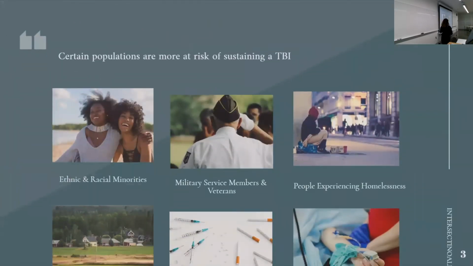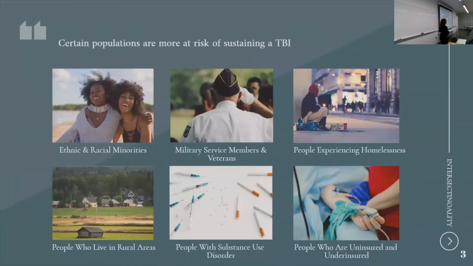Now, while anyone is at risk of sustaining a TBI, some groups do have a higher likelihood. They are also more at risk of sustaining a fatal TBI or of having severe cognitive and functional impairments that impact their quality of life. So here are some examples of at-risk groups. Some factors behind these disparities include higher rates of motor vehicle accidents, higher rates of mental illness, and barriers in accessing appropriate and high-quality healthcare.